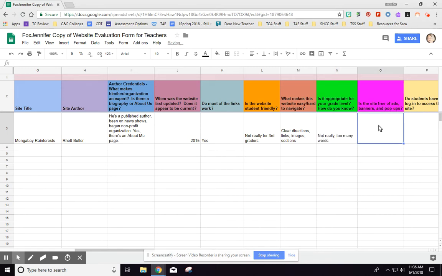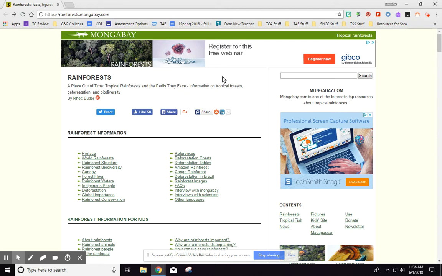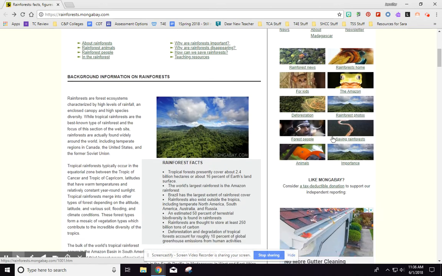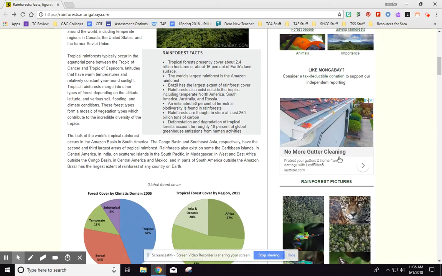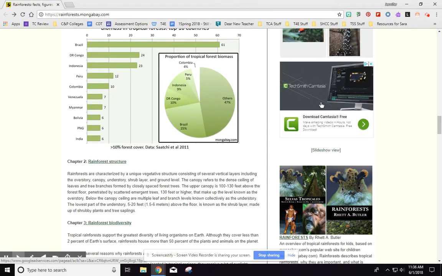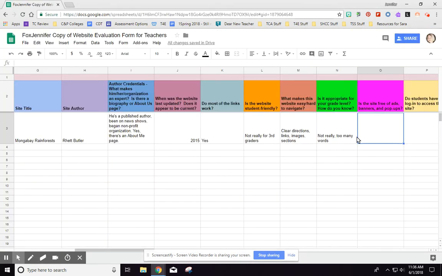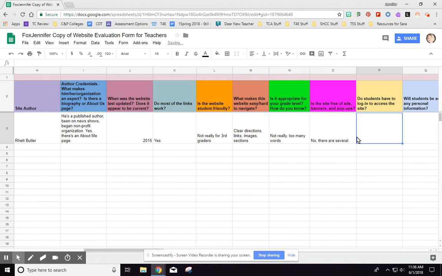Is the site free of ads, banners, and pop-ups? No, it is not. Now, some banners and pop-ups could be okay, possibly, but here's one. There's another one. There's one right there. Sometimes you don't know what's going to pop up. There's another one right there. So it is not free of pop-ups. No, there are several. Do the students have to log in to access the site?